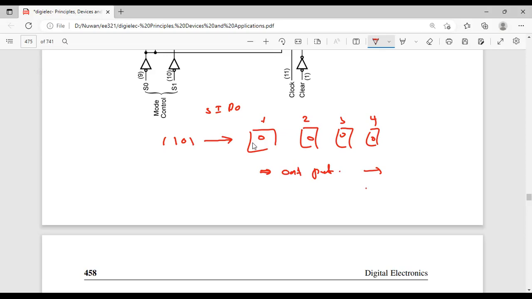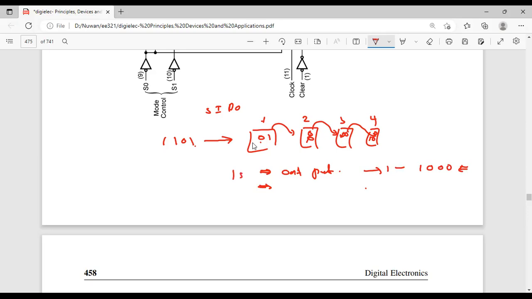So in the first clock cycle, let's say that initially it is 0 0 0. This 1 will shift to this register, so it will be 1, and this 0 will shift to this one, so it will be 0, and this 0 will shift to this one. So it is again 0. This is shifted to this one, 0. So at the first cycle, you will have 1 0 0 0. This is the output.